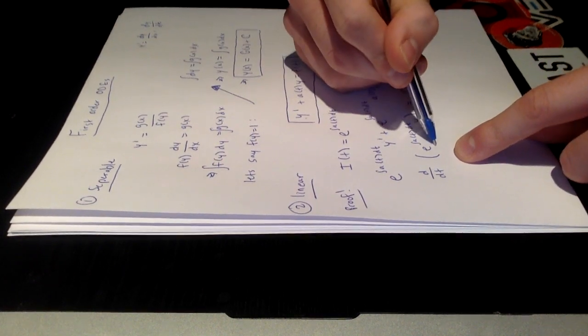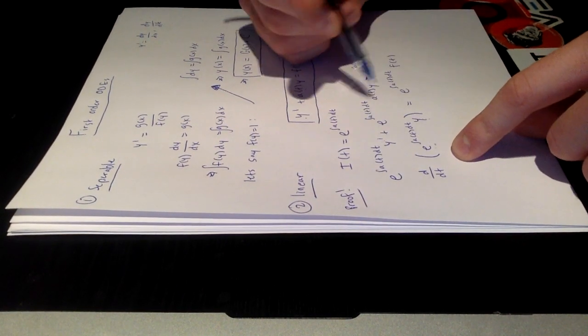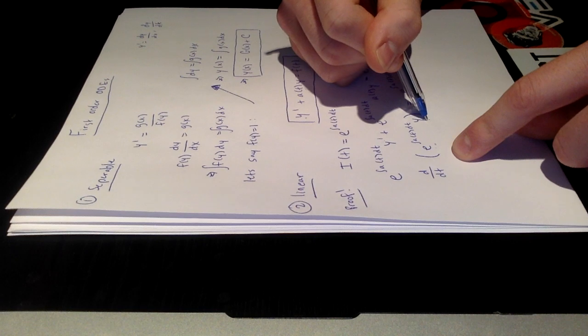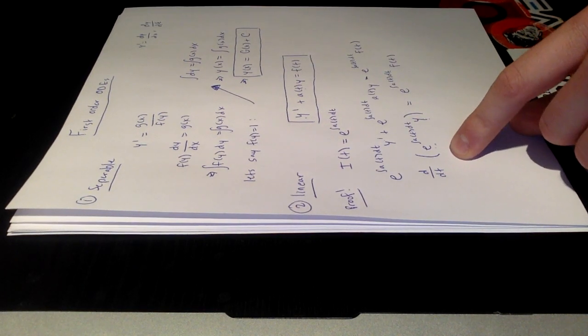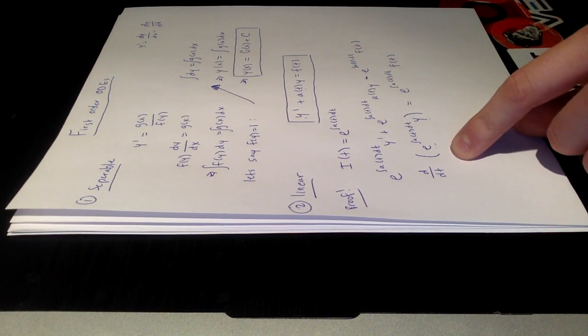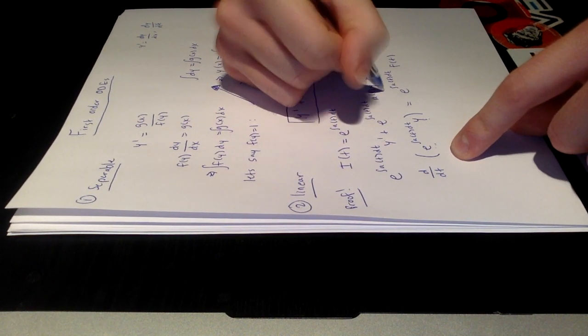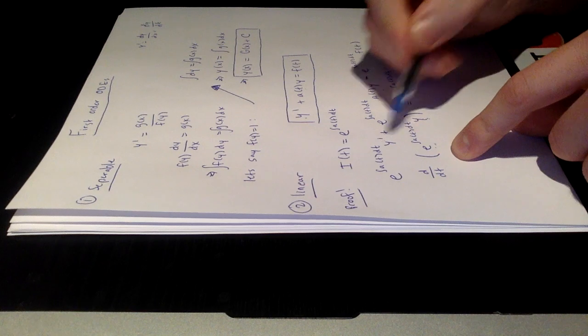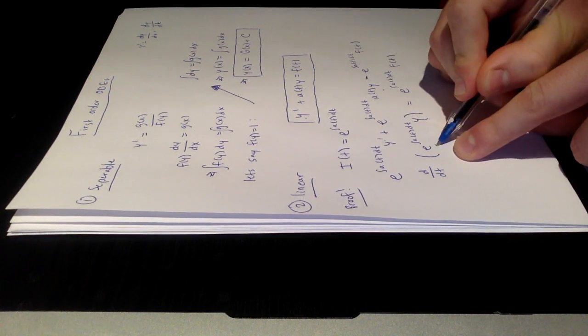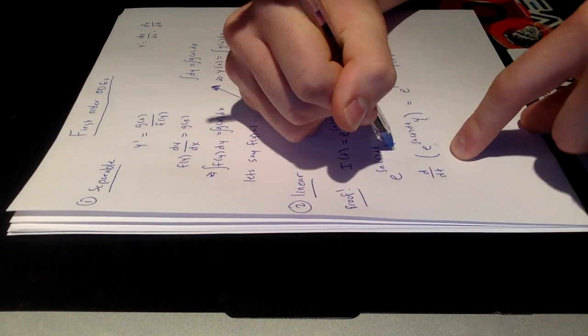If we take a derivative of e to the integral of a of t dt, we're going to get an a of t back. We're going to leave y alone, and the derivative of e to the x is just e to the x. So that's that second term, right? And then if we take a derivative of y, we're going to get y prime, and we're going to leave this guy alone, and we're going to get this first term, right?